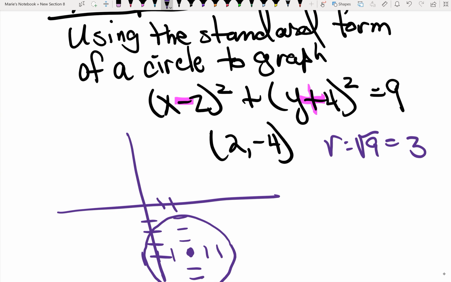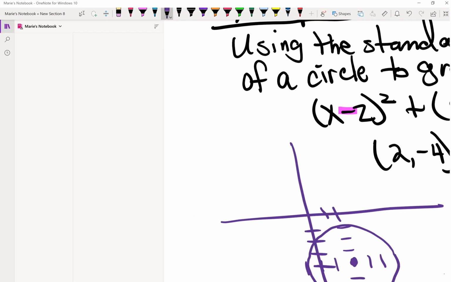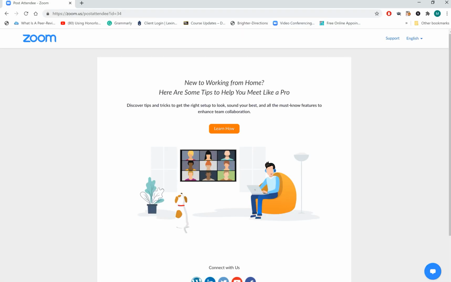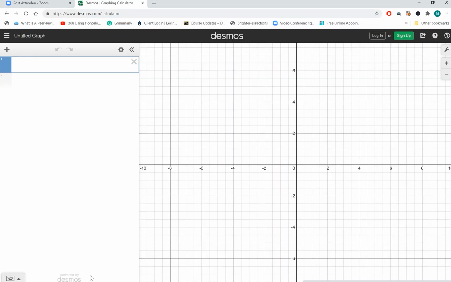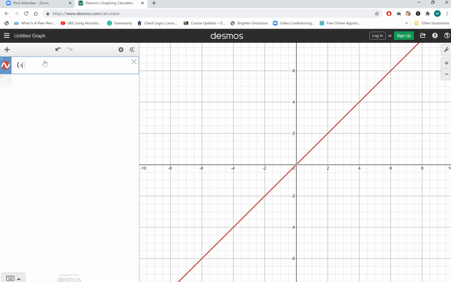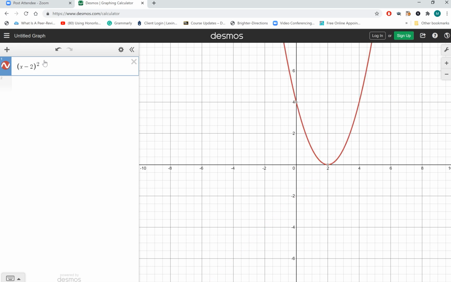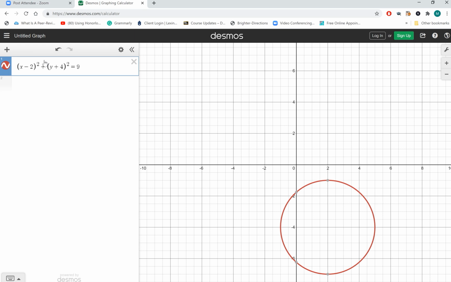Now it's not perfect because obviously I'm not drawing this. But if I show you this on Desmos, you'll see the connection right away. So if I go to Desmos, I'm going to try to graph this. So we know that we have x minus 2 squared, plus y plus 4 raised to the second, in parentheses, and this should equal 9. There you go.